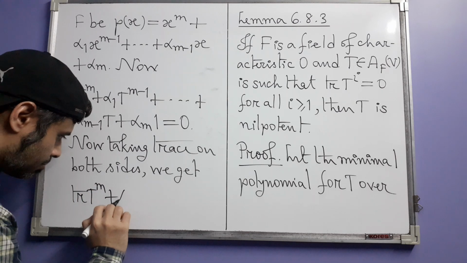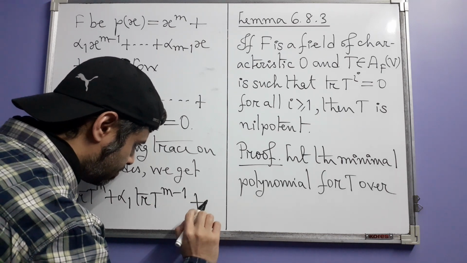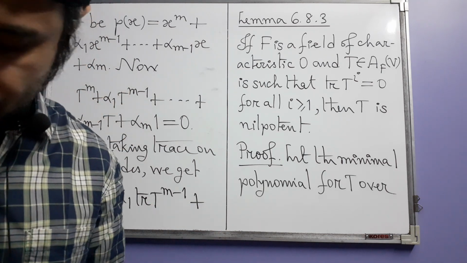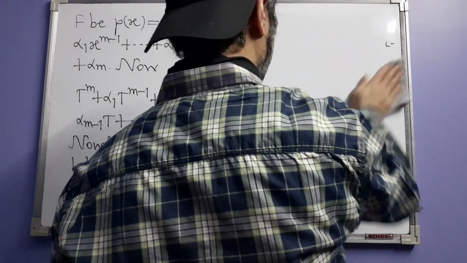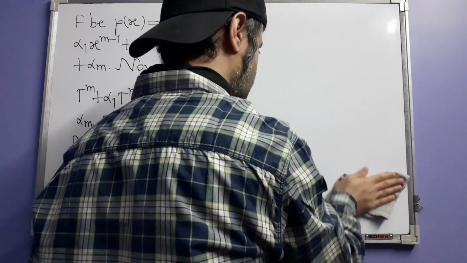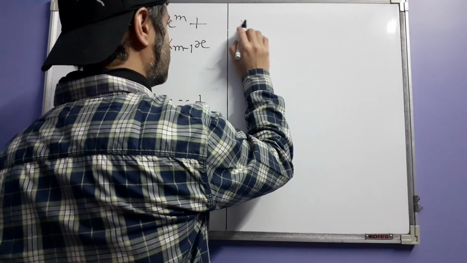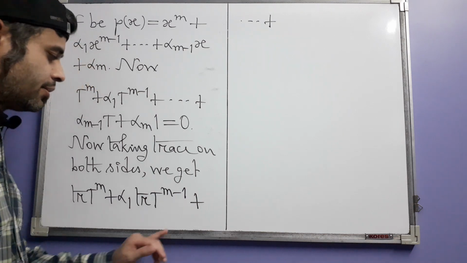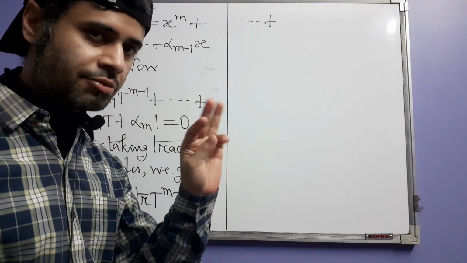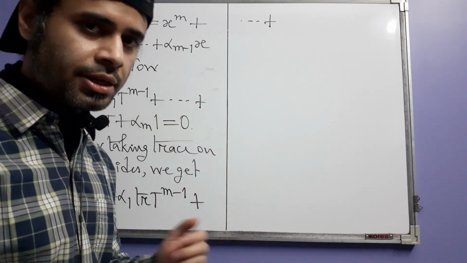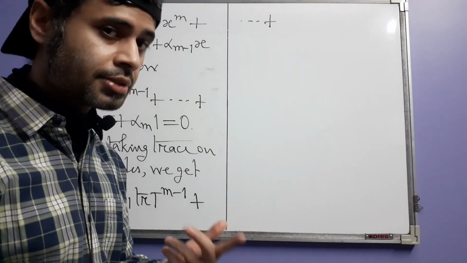Trace of T to the power m plus alpha 1 times trace of T to the power m minus 1, and so on. Do you remember where this linearity of trace is coming from? It's coming from our previous video where we have that lemma which has three parts. The first two parts give us linearity and the third part says that trace of AB is equal to trace of BA. That result.